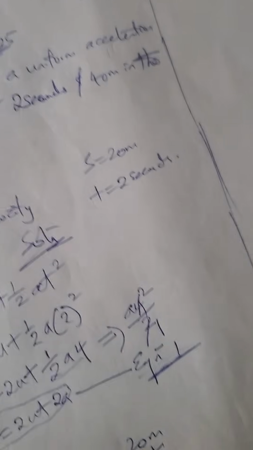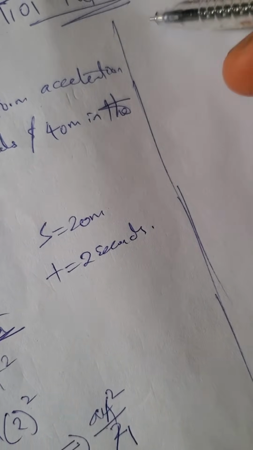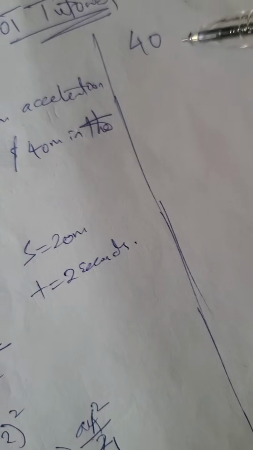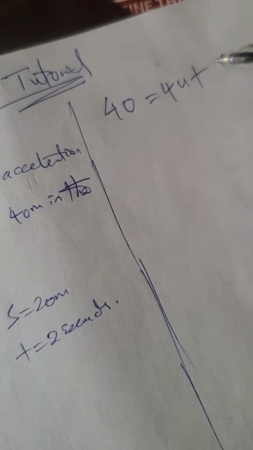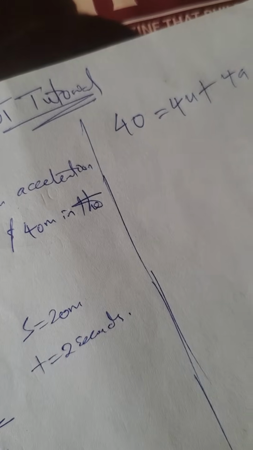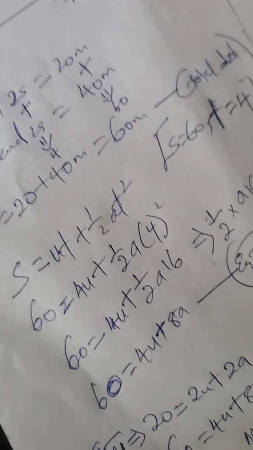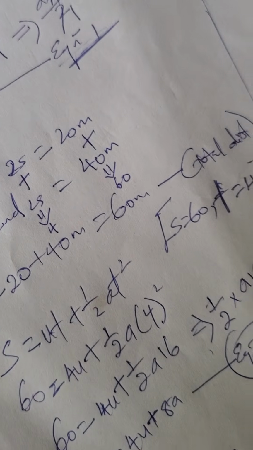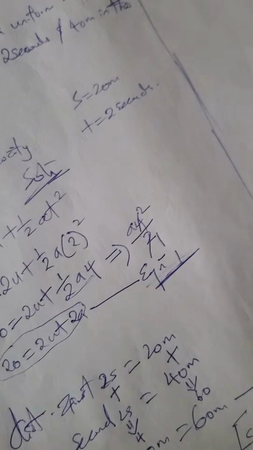So we now have 40 equals 4u plus 4a after solving it. Now it looks alike with the same thing in equation 2 here. Okay, so now what do you do? You subtract equation 2 from equation 1. The next step is to subtract equation 2 from equation 1. So now what do we have? Let me write it down.